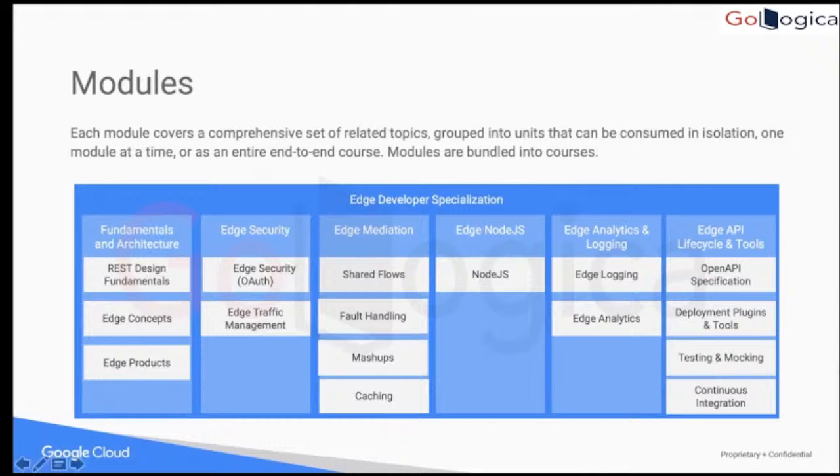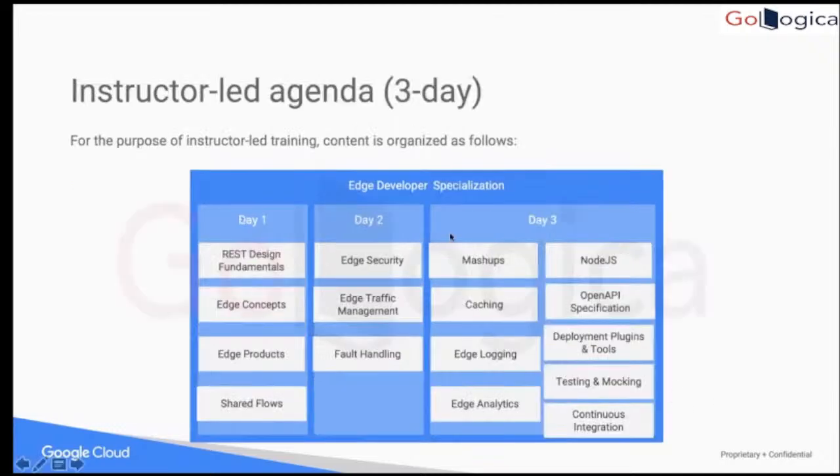And then we'll check the testing, mocking, and the continuous integration. So the overall life cycle and governance and all that we will cover as well. So usually in that 3-day training, the way we covered is in day one, we cover fundamentals and APG products and shared flows, in the initial 8 hours.